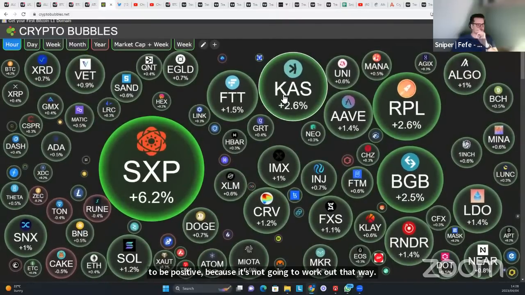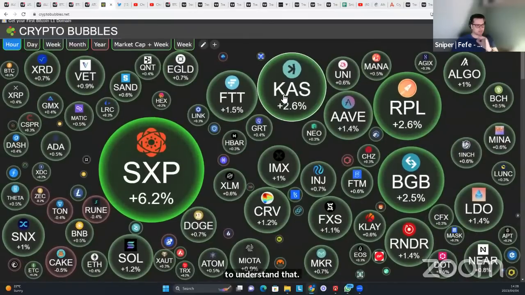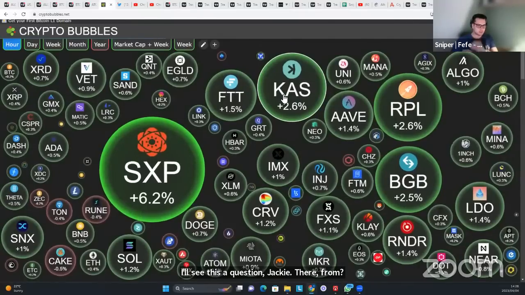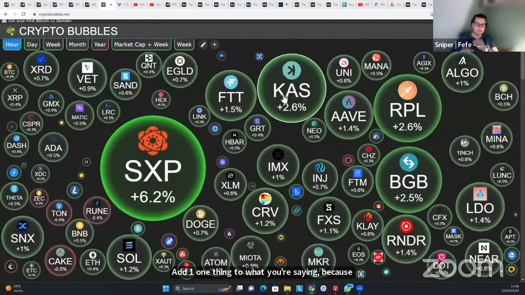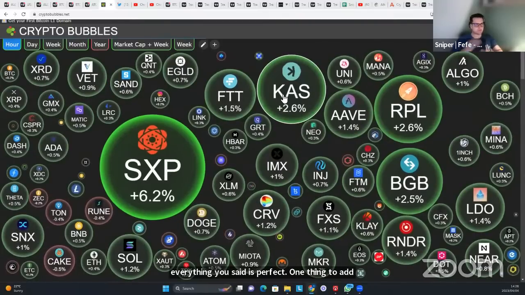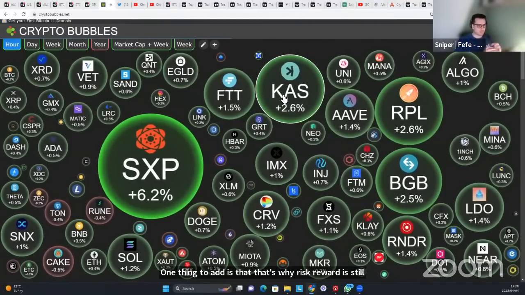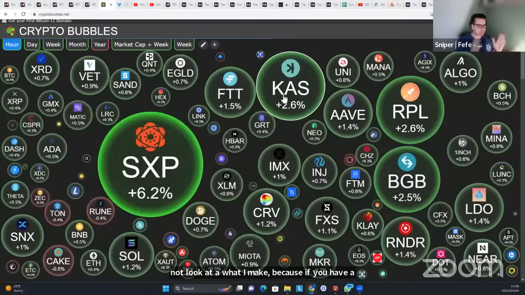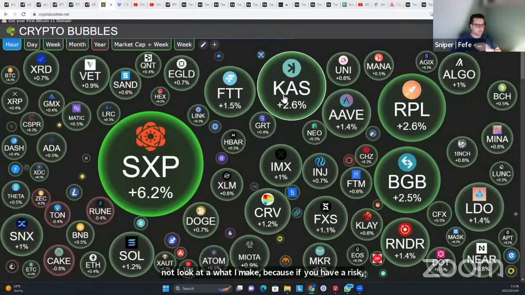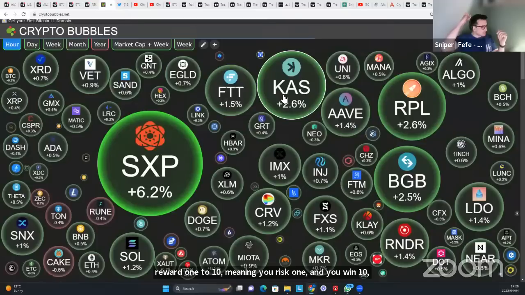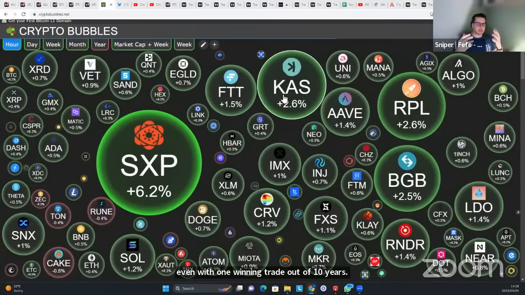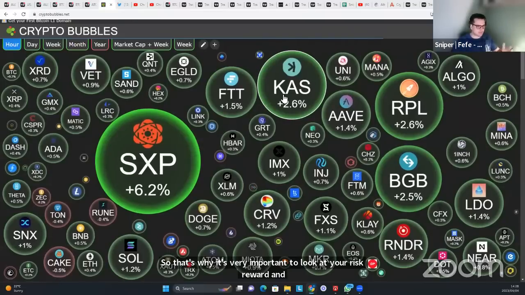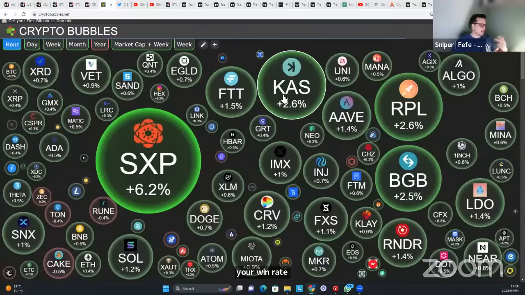Great. I just wanted to add one thing to what you're saying, because everything you said is perfect. One thing to add is that's why risk reward is super important. This is exactly why we should look at risk reward and not look at what I make, because if you have a risk reward of 1 to 10, meaning you risk 1 and you win 10, even with one winning trade out of 10, you're still profitable. So that's 100% why it's very important to look at your risk reward and your win rate. So it doesn't matter if you win 9 out of 10 times, if the 10th takes all the 9 profit. It's just exactly what you said. So risk reward, 100%. Strategy, and win rate.